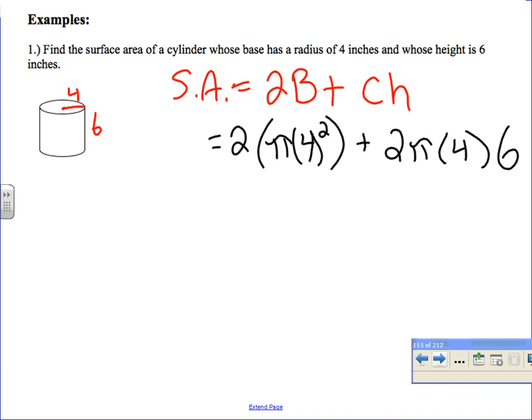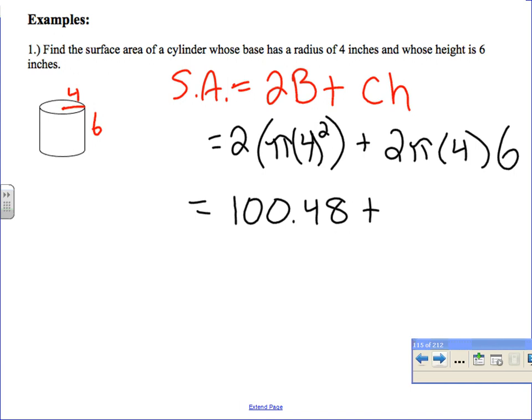So I would take 4 squared first, which is 16, times 3.14 times 2. What do you guys get just for the first part of the formula? Drew, what did I just say? Don't use the pi button, use 3.14. Abigail, what'd you get? Good. So for the left part, 100.48. Okay.